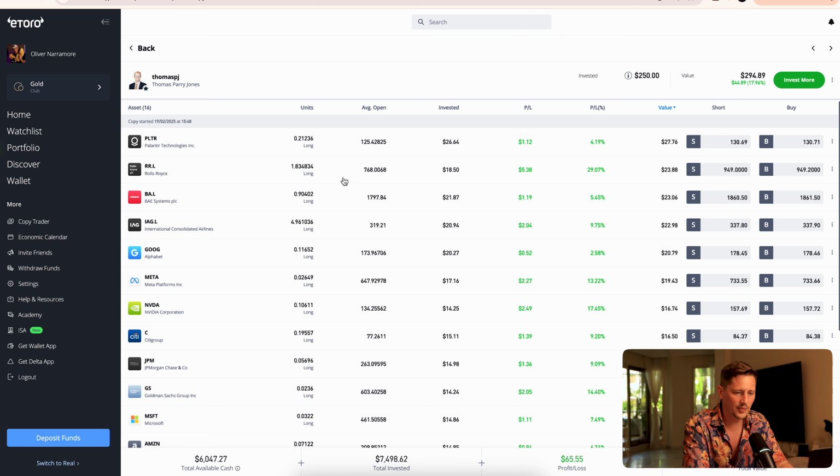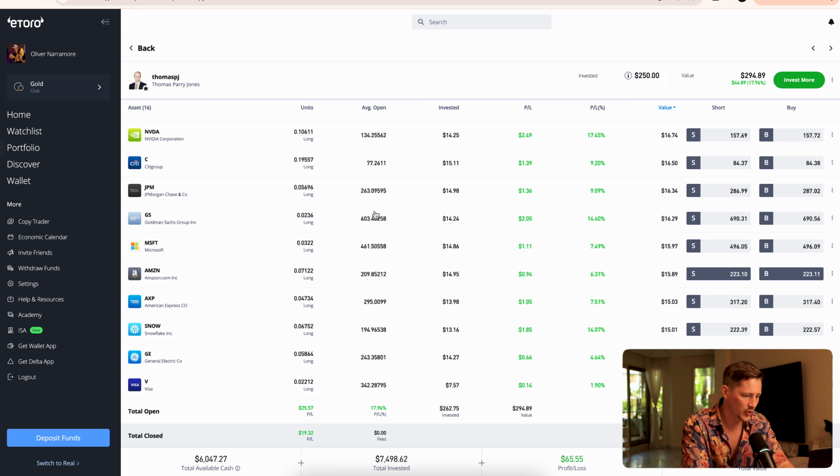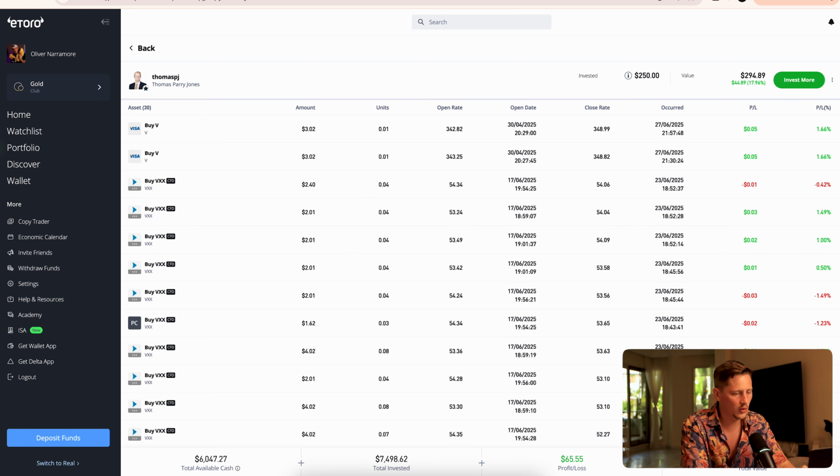Now, these are all the positions that are open underneath him as I'm copying him, okay? At the very bottom, it says total closed. So click on that. These are all of the closed positions under your portfolio. So if you're copying him, you can actually have a look at what the profit has been on each one.